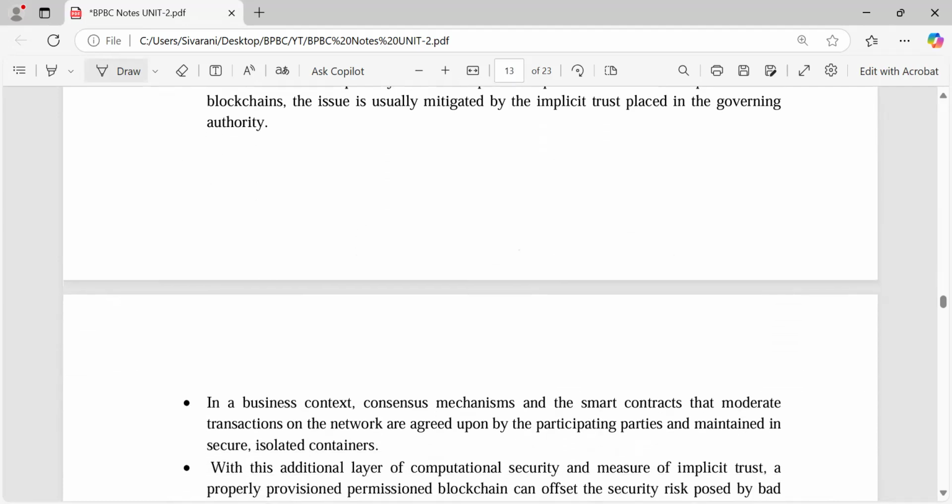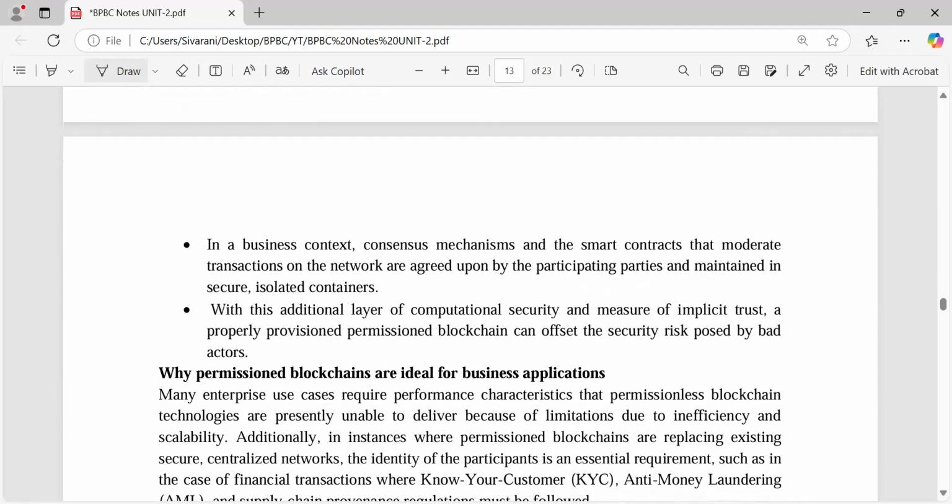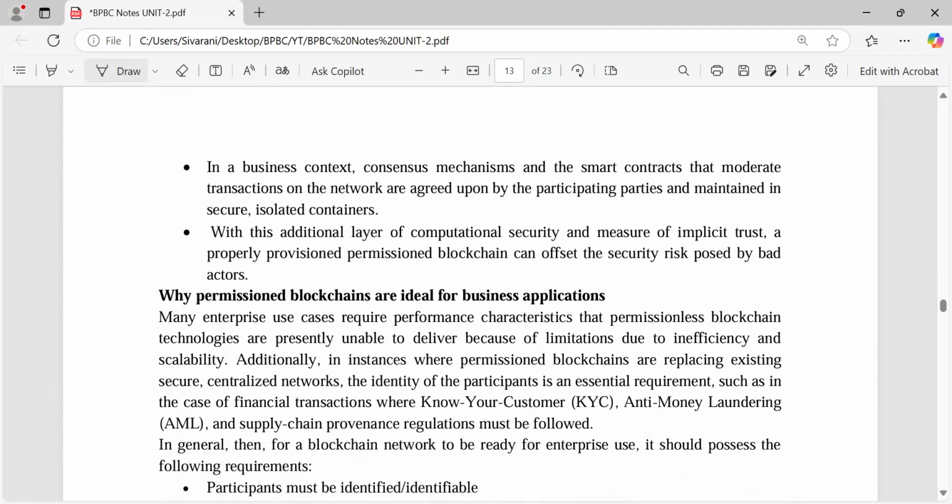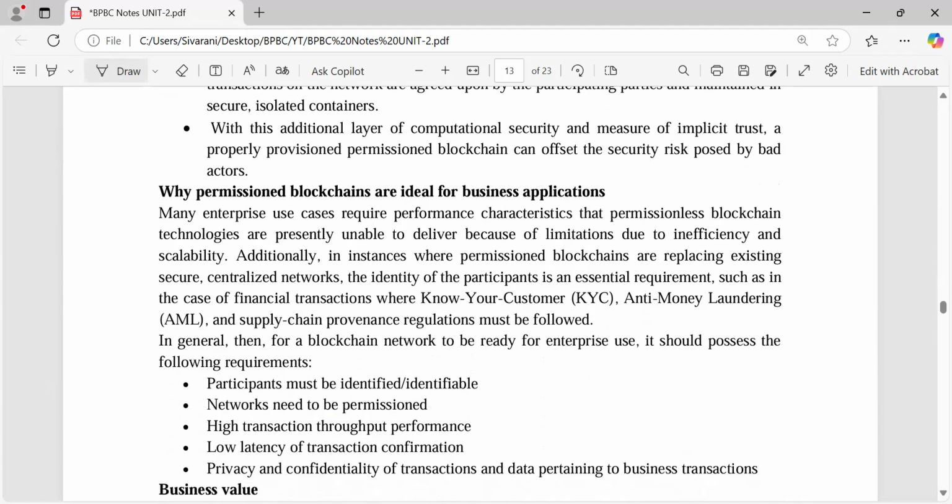a potential point of concern, and they are developed only in a business context. An additional layer of computational security is therefore needed because of the security risks posed by bad actors. Why are permissioned blockchains ideal for business applications?